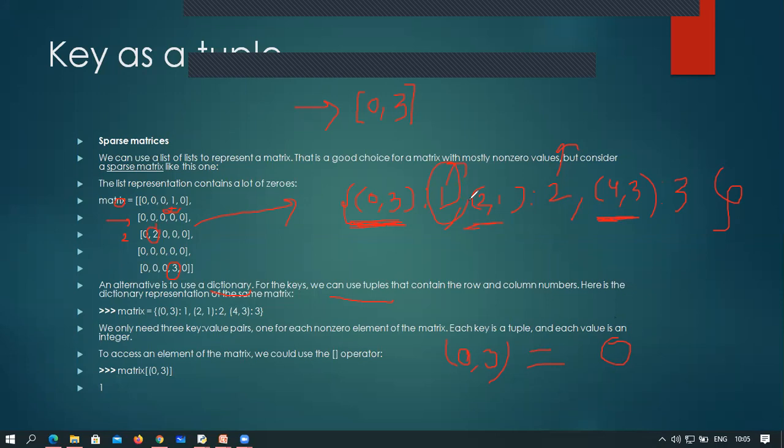Okay, so one of the applications where you can use a tuple as a key is that you can use that tuple to represent a key for a sparse matrix in a dictionary, not in a list of lists, but in a dictionary. You may be asked a question like, can you use a tuple as a key in the dictionary? Give an example or explain with the help of an example. So you can give this example.